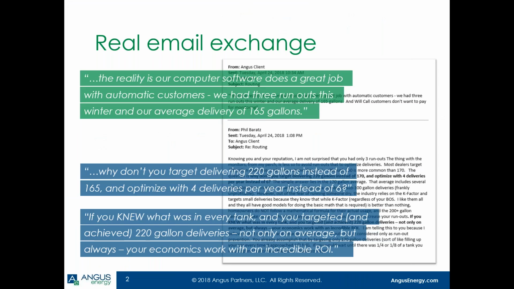So this is an email exchange between Phil Barrett, our senior partner, and one of our clients. The oil dealer said, the reality is computing software does not do a great job with automatic customers. We had 3 runouts this winter and an average delivery of 165, almost as if he's giving up. What we were trying to explain in the response is, if you knew what was in every tank and you targeted and achieved a higher number, not only average, you would probably have a better ROI. And this is what we're trying to get people to understand.